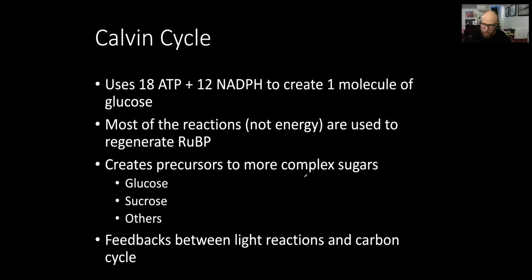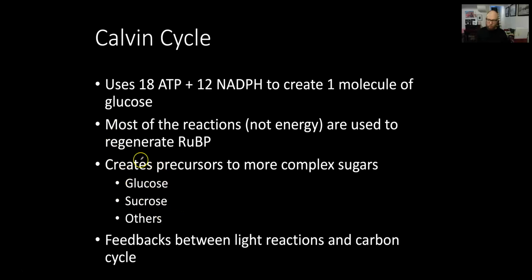Okay, summary of the Calvin cycle. Just a few important things to remember. The first one is the amount of energy that's going into the Calvin cycle to create one molecule of glucose. We've got a lot of inputs of ATP and NADPH to produce a glucose molecule. Most of the reactions in the Calvin cycle are regenerating ribulose bisphosphate, but not most of the energy.